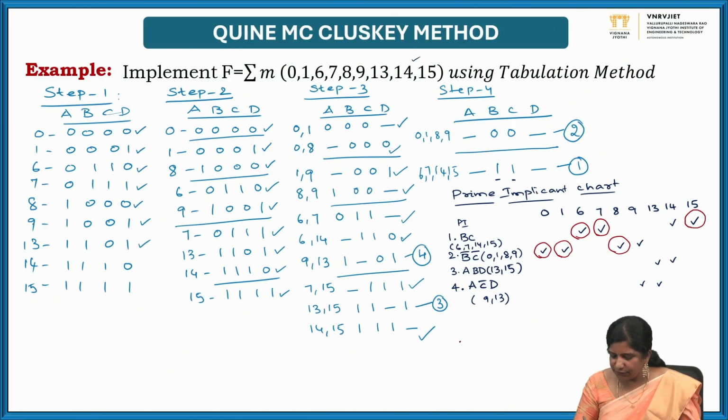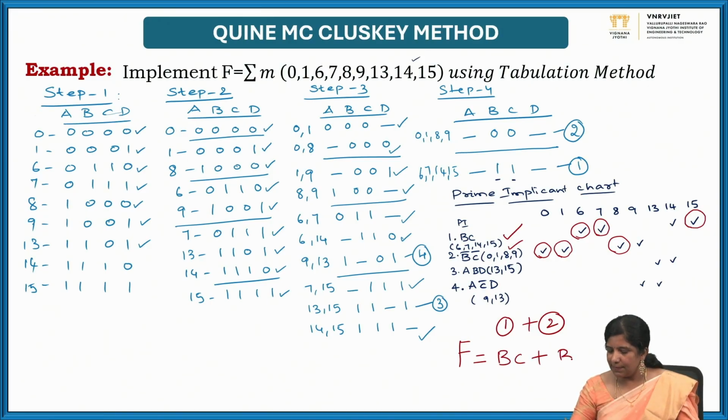Now you have to write the final expression. When you are writing the final expression, you have to include the prime implicants that are essential. So, all these essential minterms are covered by BC as well as B bar C bar. That means compulsory 1 and 2 prime implicants should be included. So, what is the first prime implicant? That is BC should be included. Then B bar C bar should be included.